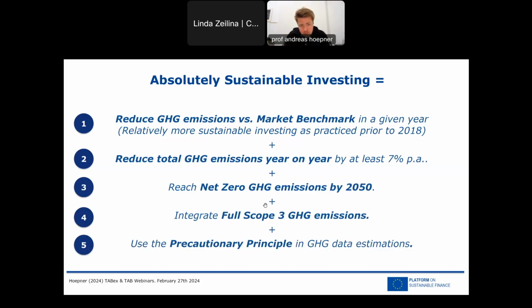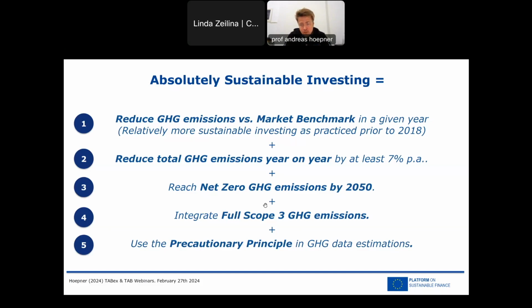When we invented Paris-aligned benchmarks in 2018, 2019, we were facing a world where only number 1 was basically there. So we had climate benchmarks that were 30%, 20%, 40% better than market, but that's where they stayed. They were kind of sitting on the right fence, but they weren't moving from that fence in any meaningful direction towards net zero. So the benchmarks were better than the market, but they weren't necessarily better than they were themselves last year.